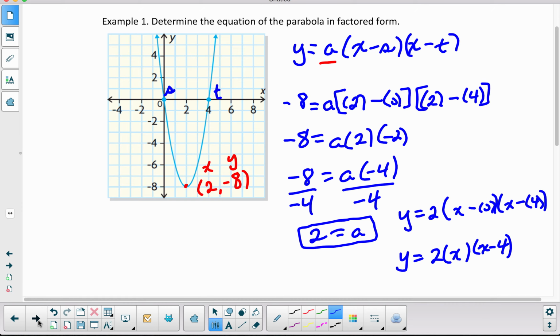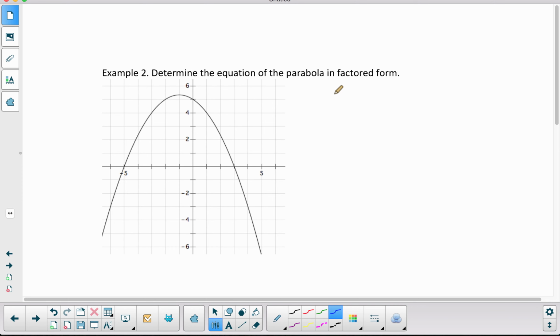Let's do one more. Here we have another parabola. We can identify where the x-intercepts are. Let's call this one s, and we'll call this one t. This one occurs at -5, and this one occurs at +3. It'd be nice if we had some other point on the parabola. Now notice that the coordinates of the vertex here are not easy to identify accurately because it doesn't pass through the corner of a box.